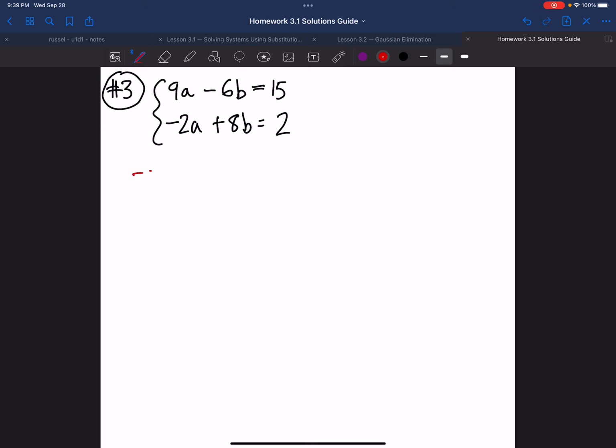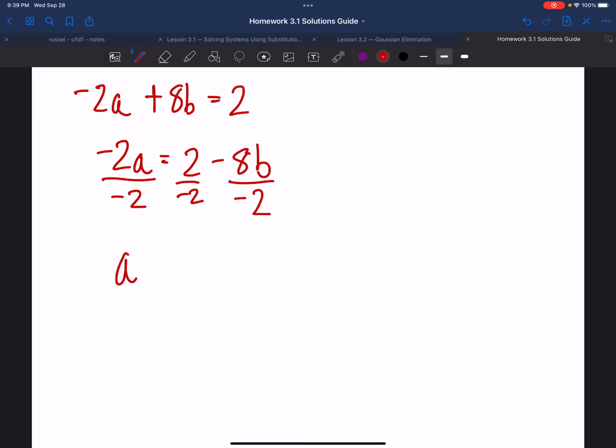So let's do that. -2a plus 8b equals 2. So let's solve for A by subtracting 8b. You get 2 minus 8b, and I divide by -2. So divide by -2, divide by -2. Yikes. Yuck. Okay. So I get A equals 2 divided by -2 is -1. Double negative is positive, and 8 divided by 2 is 4 times B.